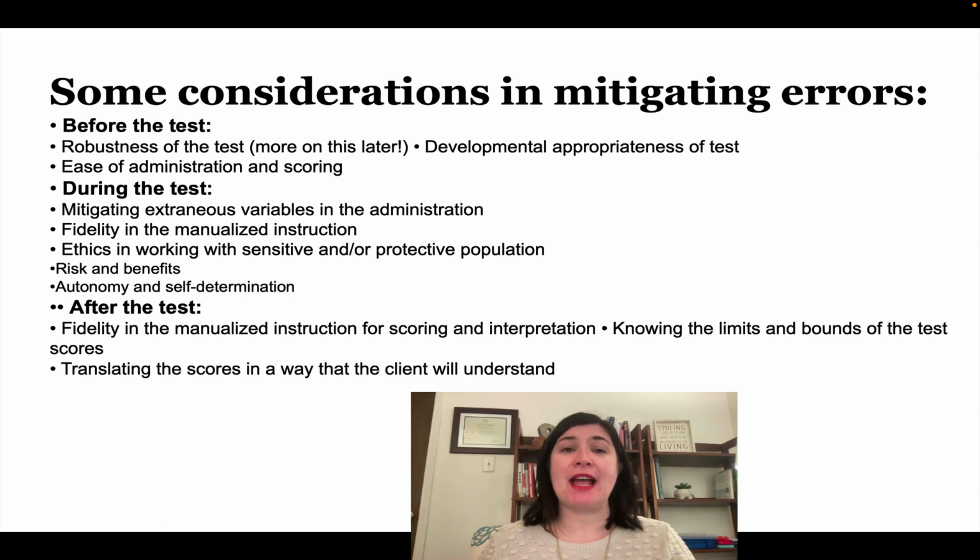After the test, we want to have fidelity and consistency in the manualized instruction of scoring and interpreting the tests, knowing the limits and bounds of the test scores, and translating those scores in a way that the client will understand them. This ends our lecture slide for good test taking. However, you will want to watch the reliability and validity lecture slide to learn more about how to recognize a good test.